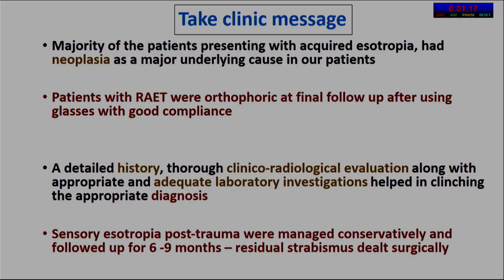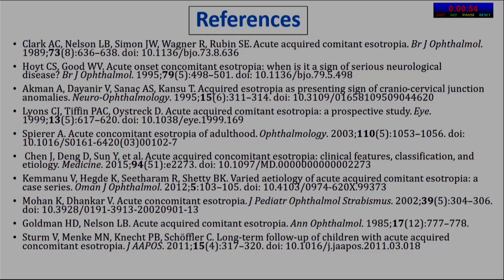So the take-home message from this presentation is that the majority of the patients presenting with acquired esotropia have neoplasia as a major cause. Patients with refractive accommodative esotropia are orthophoric at final follow-up. A detailed history, clinico-radiological evaluation along with appropriate lab diagnosis helps in clinching the appropriate diagnosis at the final follow-up. These are my references. Thank you.